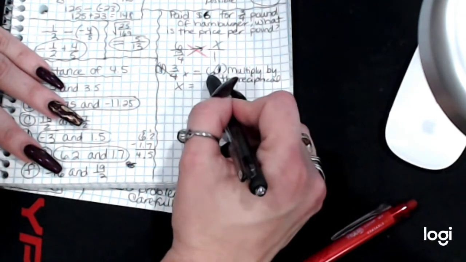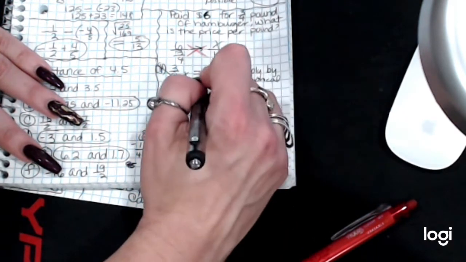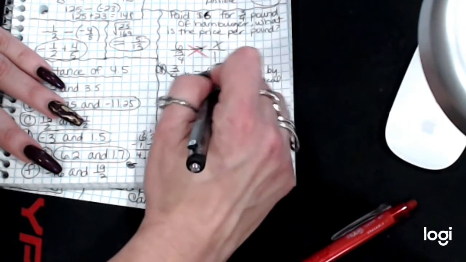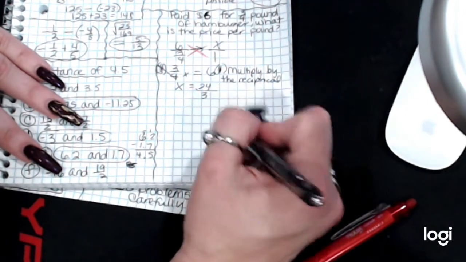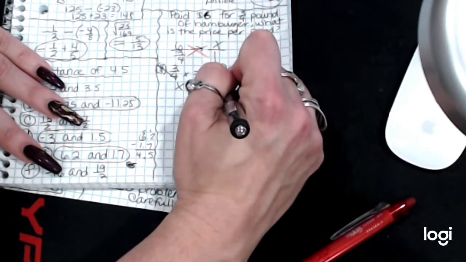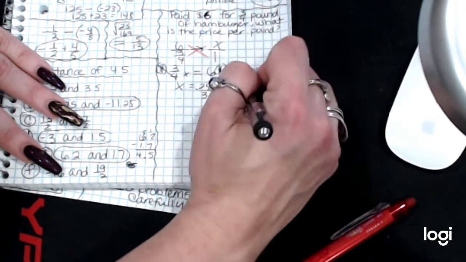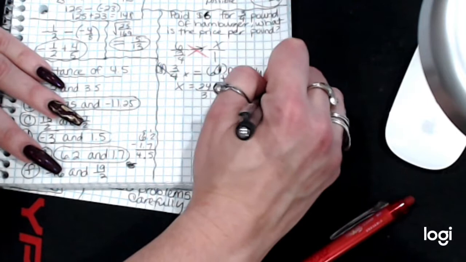Now you do this side. Remember that 6 has a denominator of 1. So you multiply numerators. 6 times 4 is 24. And 1 times 3, the 1 underneath the 6, 1 times 3 is 3. Well, 24 divided by 3 equals 8. So it costs $8 per pound.